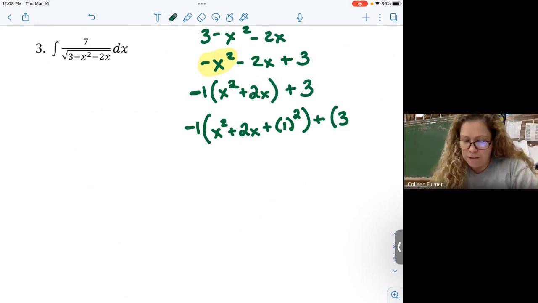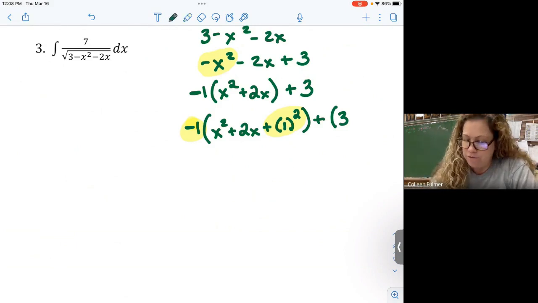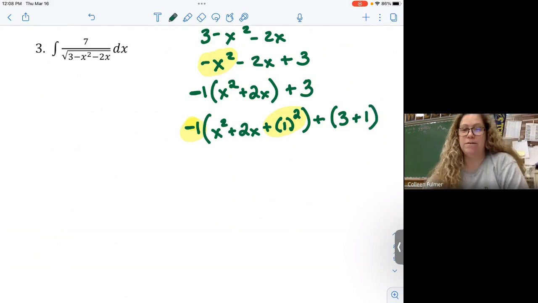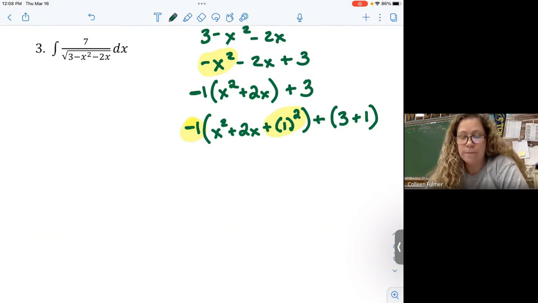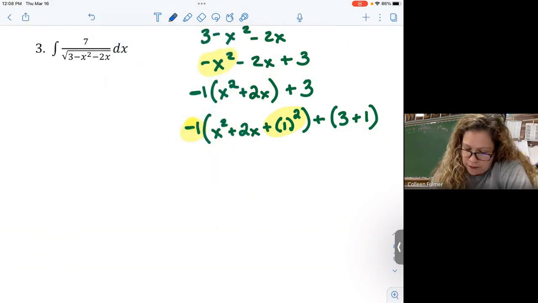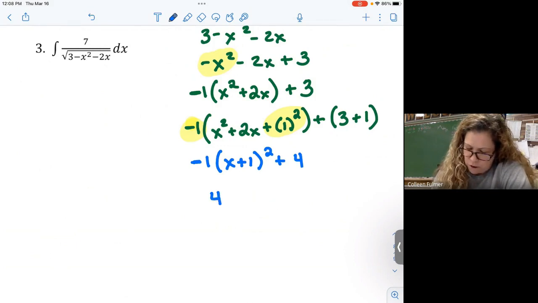But don't forget that we have this negative 1 out in front. If I distribute that negative 1, I'm actually subtracting 1 in the first part of the problem. To rectify that, I have to add 1 in the second part of the problem. If you don't believe me, you can pause the video and multiply all of this out, and you'll see that it gets back to the original. So I can rewrite this as negative 1 times x plus 1 squared, plus 4. I don't like that order, so I'm going to flip it around: 4 minus x plus 1 squared.